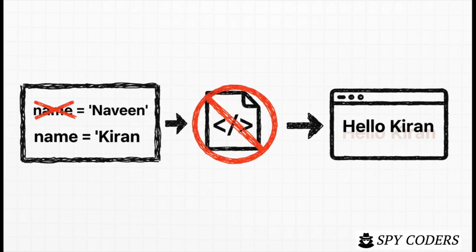And here's the part that should make it all click. If you go back to your Python view right now and change that name from Naveen to Kiran, you don't have to touch the HTML file at all. You just save the Python file, refresh the page in your browser, and the content updates. That right there is the definition of a dynamic website.